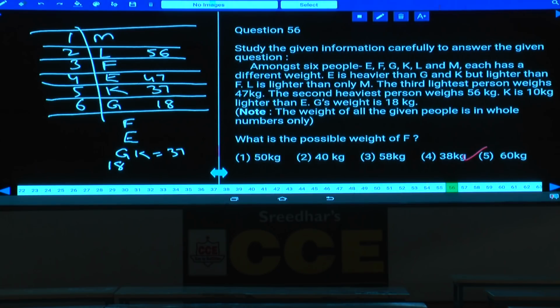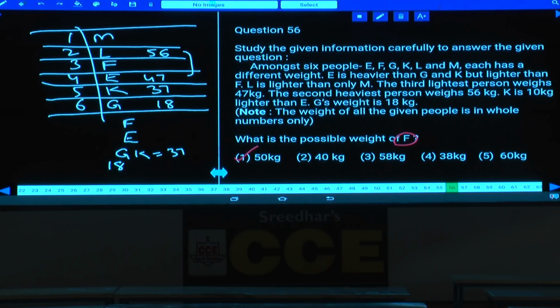Then question number 56. What is the possible weight of F? The possible weight of F could be anything between 47 and 56. In between 47 and 56, what is left over here? Only choice 1, that is 50. Clear now? 50, that is choice 1.